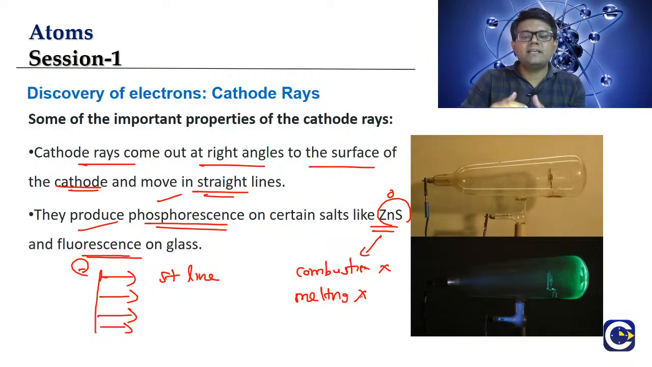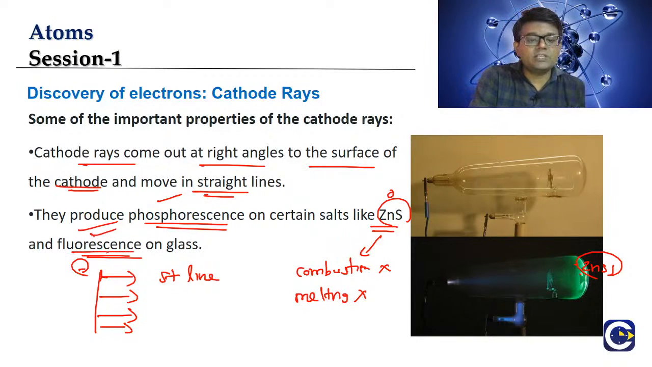In this case, the salt will be emitting light, and this effect is called phosphorescence. Salts generally, when you heat them without allowing them to undergo combustion and without allowing them to melt, can emit radiation. This is typically called phosphorescence. So we can see here on the other side, the one you're seeing in green color, this is the phosphorescence of the zinc sulfide.